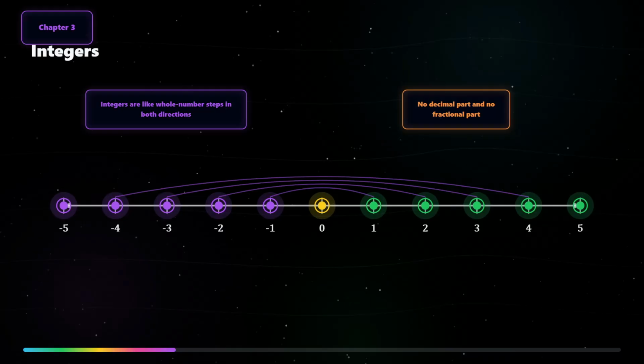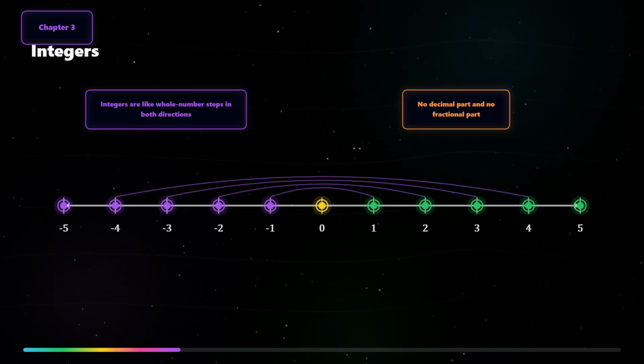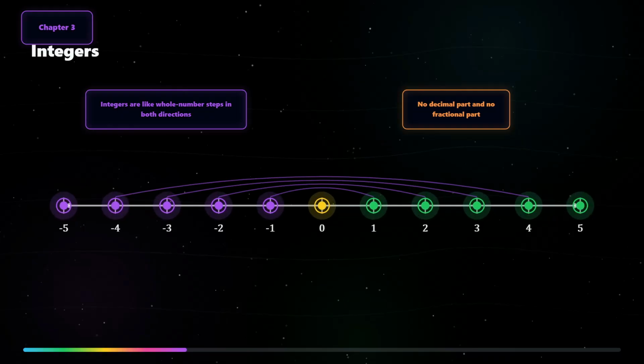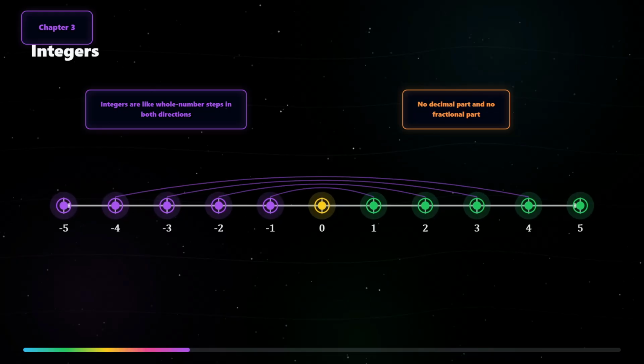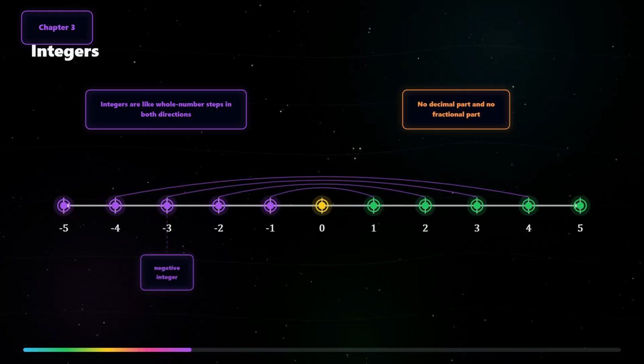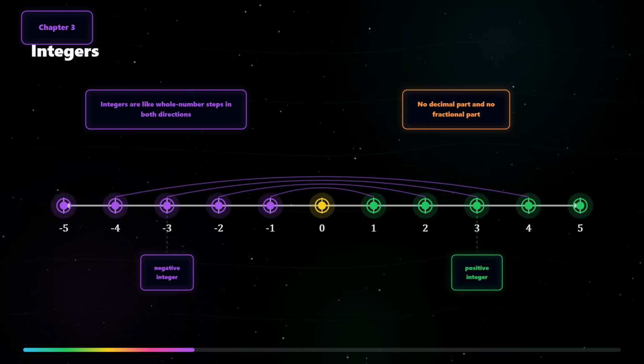Integers are useful because they let us talk properly about numbers on both sides of 0. A positive integer sits to the right of 0. A negative integer sits to the left of 0. The number 0 sits between them. The important thing is that integers do not have decimal parts or fraction parts. So -2 is an integer, 4 is an integer, 0 is an integer. But 2.5 is not an integer because it lands between 2 and 3. 3/4 is not an integer because it is a fractional amount.